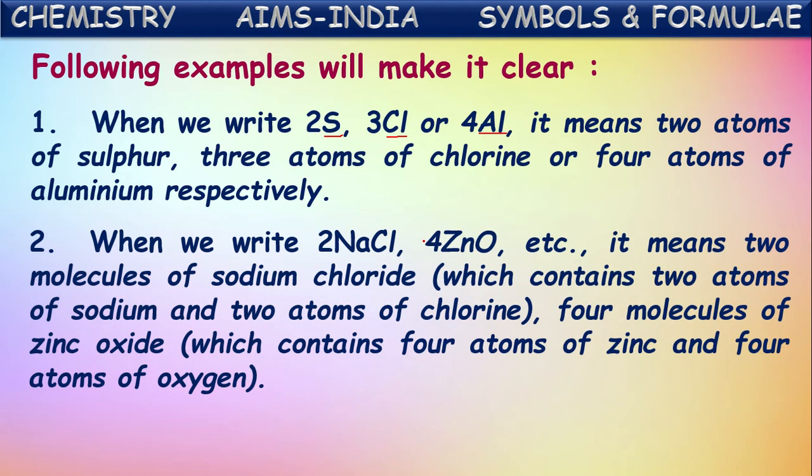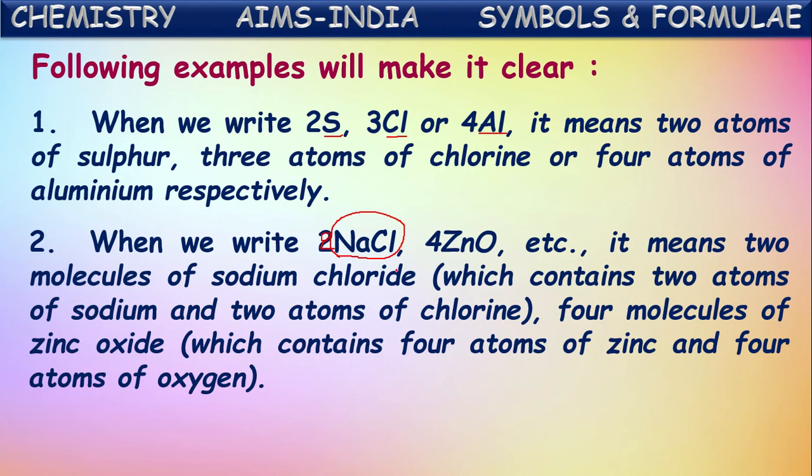The second example, when we write 2NaCl or 2ZnO, these represent two molecules of sodium chloride, isn't it? We know this NaCl represents the sodium chloride compound. This is a shortcut, shorthand notation of the compound name sodium chloride. Now we can say this is the chemical formula of sodium chloride. Before the formula of sodium chloride, 2 is written. This 2 represents two molecules of sodium chloride.